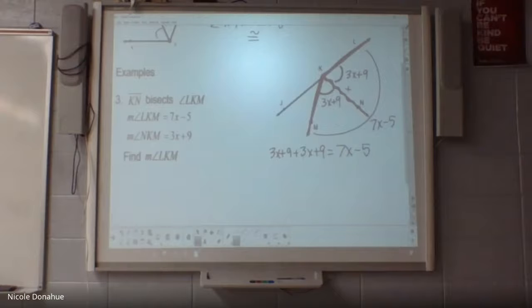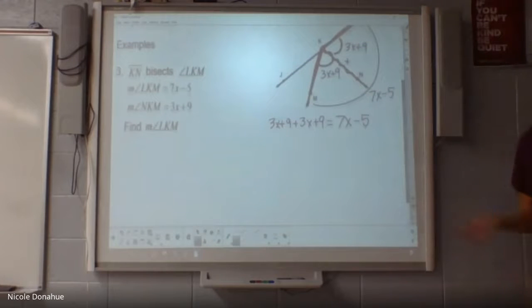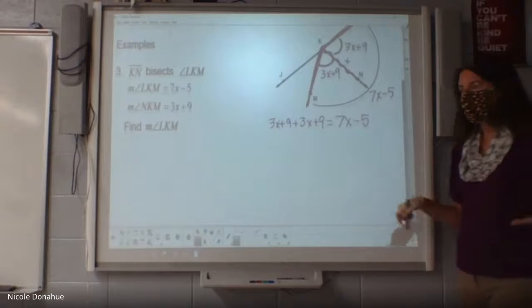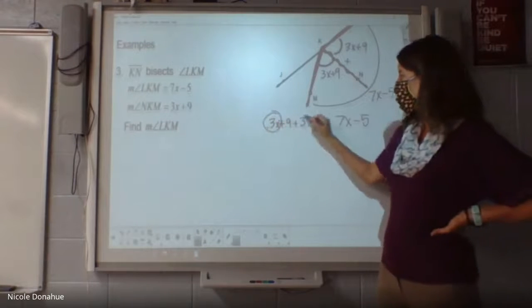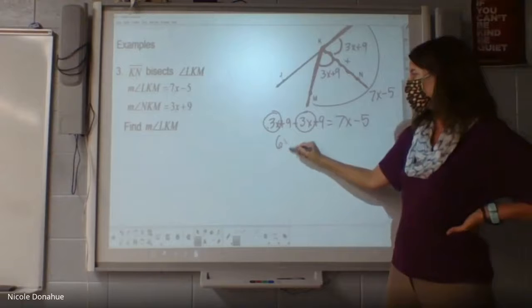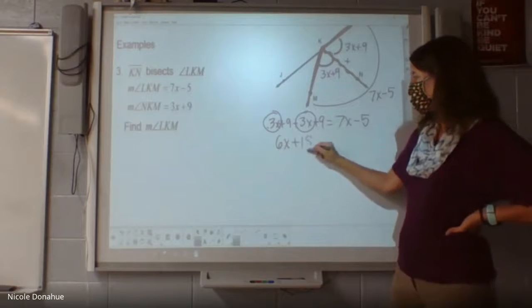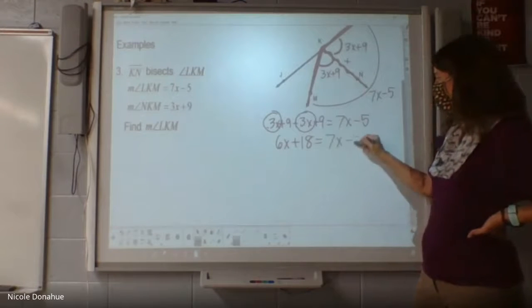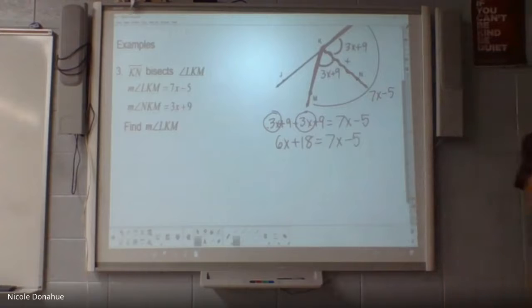Now again, some algebra here. If you didn't think you were going to use algebra in geometry, you're obviously mistaken based off of the first few days here. So 3x and 3x is 6x. 9 and 9 is 18. Where do you guys want to move? I move 6x.